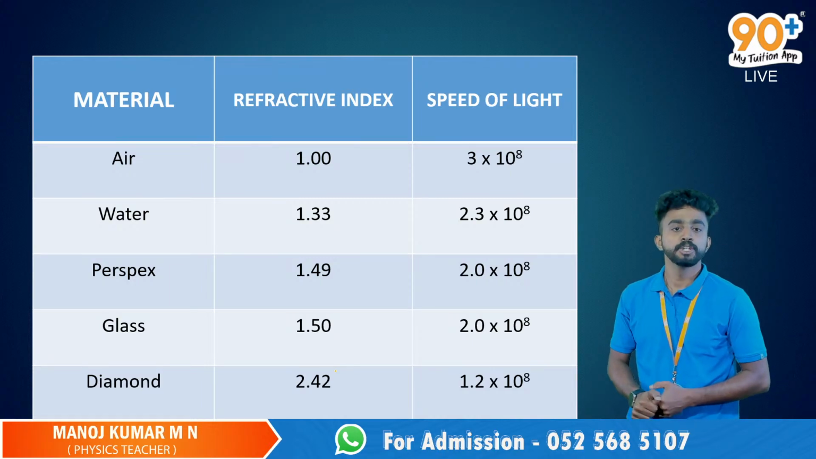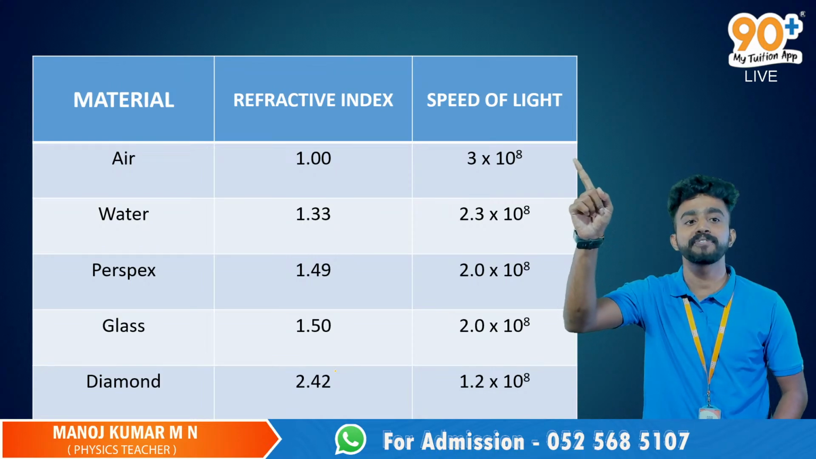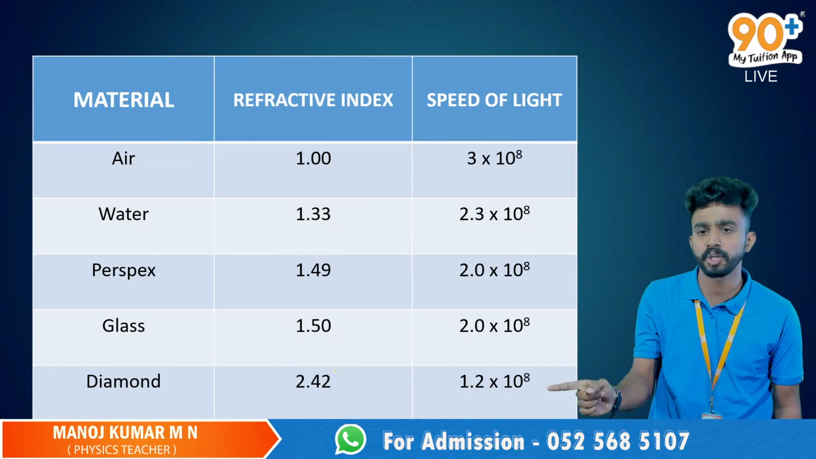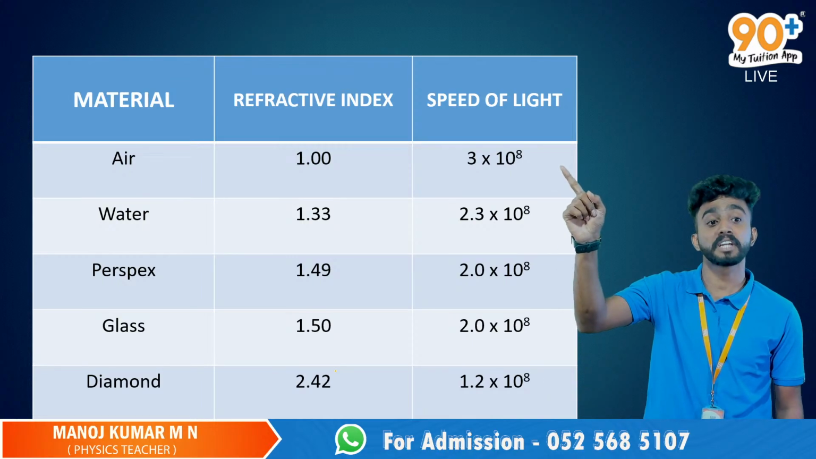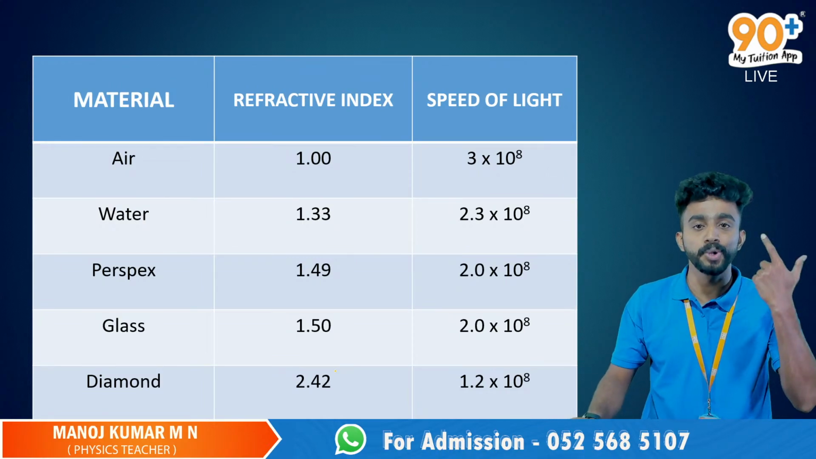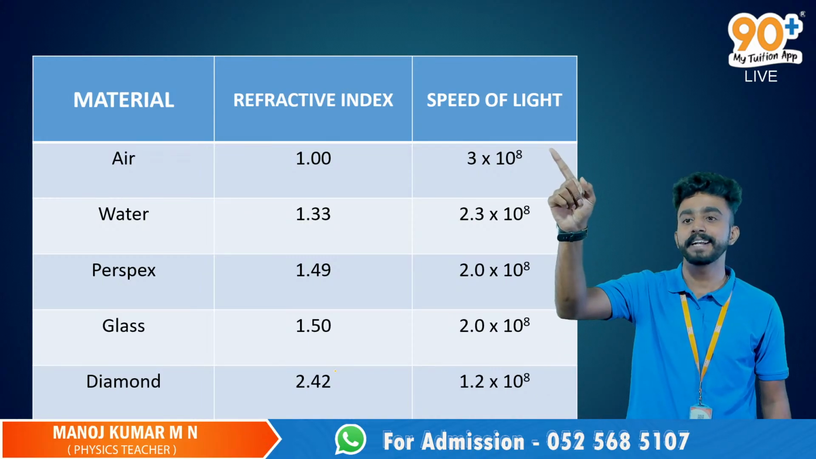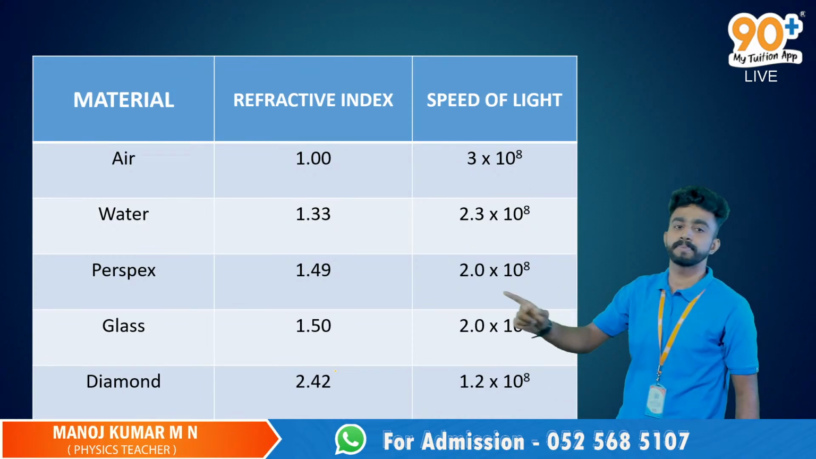Diamond. So, over here you can see that compared to the speed of light in air, in the case of diamond, it is slower. 1.2 into 10 raised to 8. But in the case of air, 3 into 10 raised to 8. Understood the difference? As I told you, in denser medium, light travels slower. In rarer medium, light travels faster. So this comparison you should know. Air, water, perspex, glass, diamond.